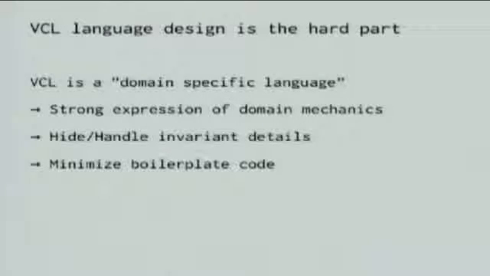VCL is a domain-specific language, which means it's basically a toy language built to do one particular thing, which is deal with HTTP requests. That means you have a strong expression of domain mechanics. Your objects relate to the domain you are in. You have requests, you have responses, you have headers, yada, yada, yada. And you handle a lot of the invariant details. For instance, you don't have to tell what kind of character set you use for HTTP headers because that's implied by the protocol. If you wrote in a language like Perl or Python, you would have to make sure you didn't accidentally stick Unicode in there, and stuff like that.